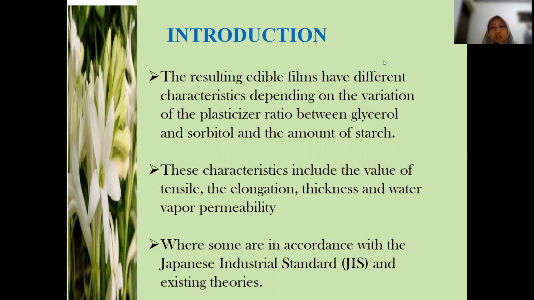In this research, we investigated several compositions that determined the best combination of corn cob starch and plasticizer components, which are glycerol and sorbitol. The characteristics which determine the resulting edible films are the values of tensile strength, elongation, thickness, and water vapor permeability, and are in accordance with the Japanese Industrial Standards or JIS and also existing theories.